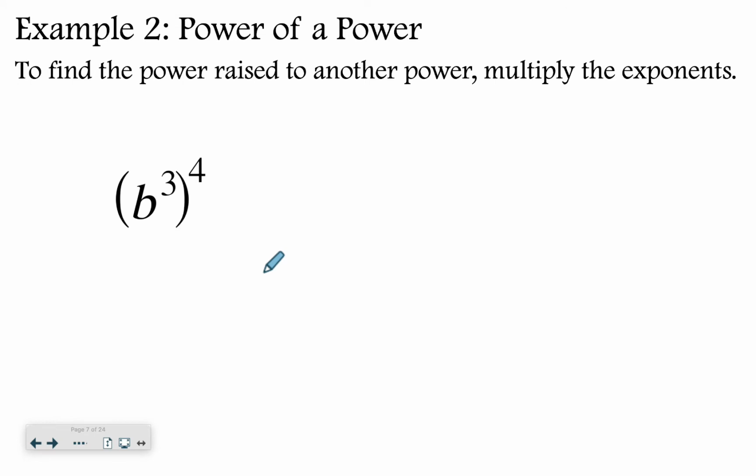This is what's called a power of a power. So in order to find a power raised to another power, you're going to multiply the exponents. So this time, notice that my base only appeared once. And then there's parentheses, and there's an exponent next to an exponent. Whenever that happens, you're going to multiply. Okay, so this becomes b to the 3rd times 4th.